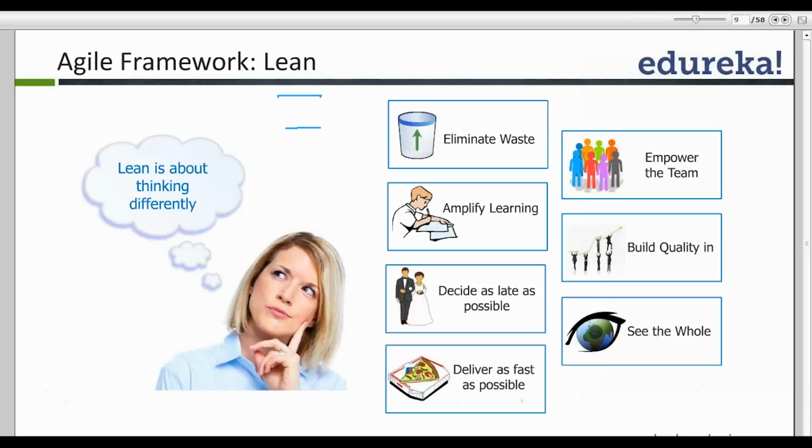So lean, as I said, focuses exclusively on eliminating waste. At the end of the day, it's nothing but thinking in a totally, radically different manner, or out of the box thinking, as they say. So lean is eliminating waste, amplifying the learning you have gained, and deciding as late as possible. This is also called the last responsible moment.